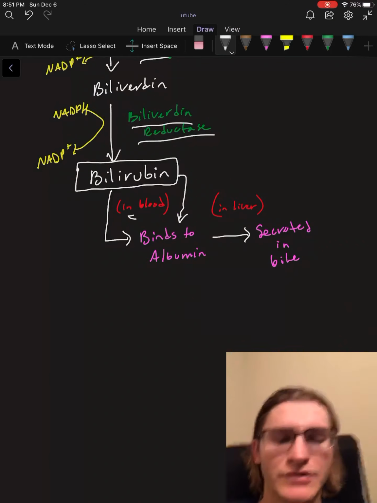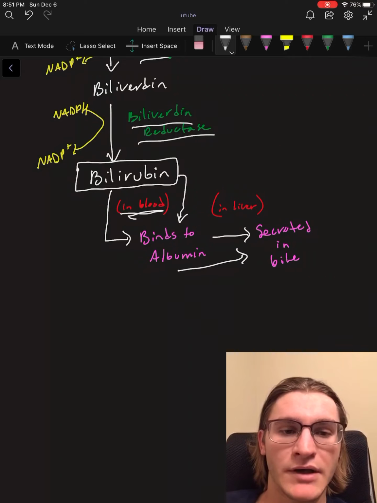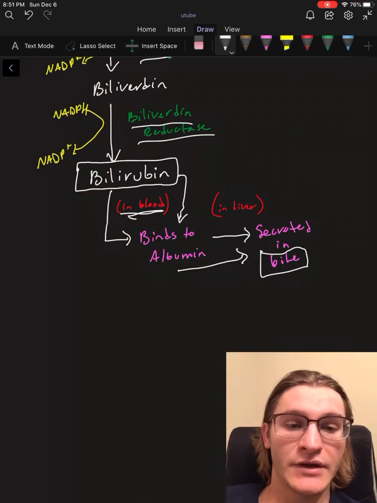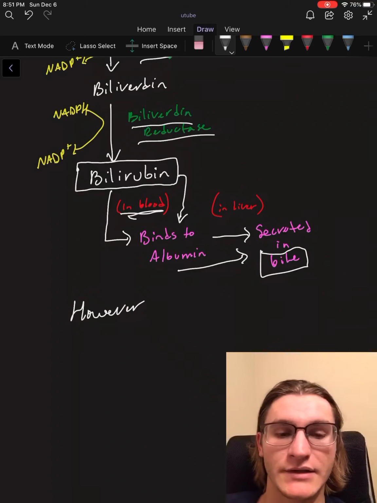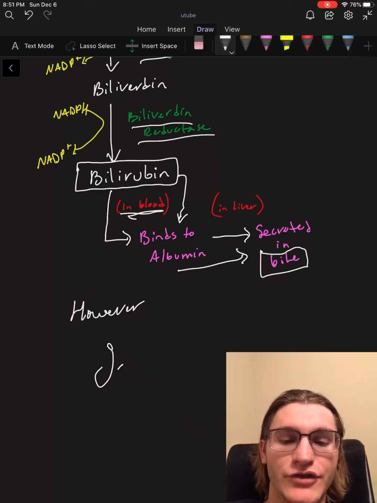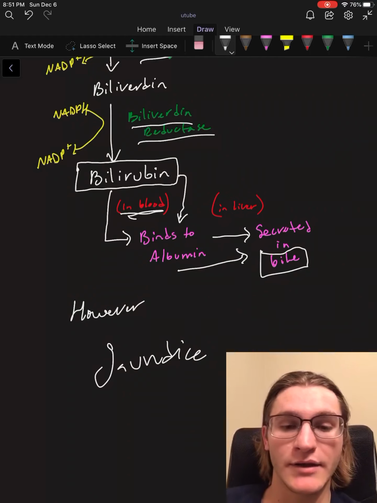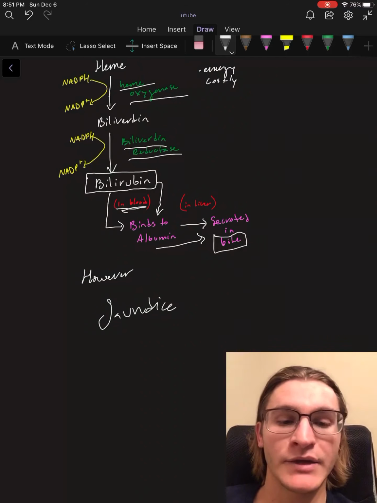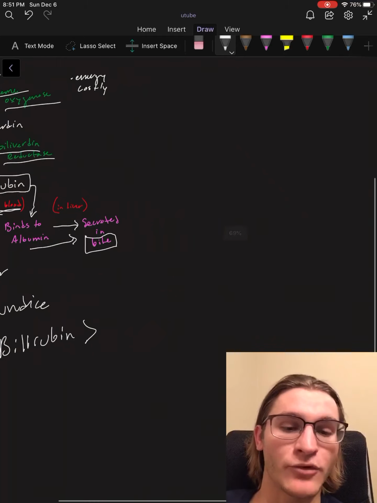Most proteins, a lot of things bind to albumin when they can't travel on their own. So that's when it's in blood, and then it's going to secrete into the bile, and that's when we dispose of it and use it in our bile. So that's in the liver. So if there's too much bilirubin in the blood, as we said before, we will get a condition called jaundice, and that is the yellowing of the skin, and that usually indicates that our liver is failing in some form or fashion.